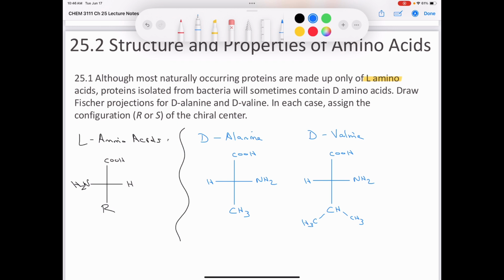Well, both of these, you can see they have the same order of priority. The first priority group is going to be the nitrogen, followed by the carbon attached to 3 hydrogens, followed by this carbon down here. And keep in mind that the hydrogen is coming out on a wedge, so whatever our configuration is, we're going to have to reverse it. So we're going from 1 to 2 to 3, which is counterclockwise, which would be S. But remember, we have to switch that. So the stereochemical configuration here is R. And for the same reason here, going from 1 to 2 to 3, we go counterclockwise, which would be S, but we switch it. And so this would be an R compound as well.